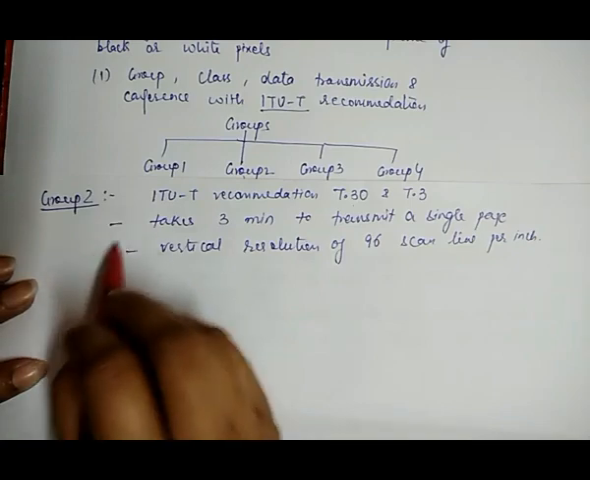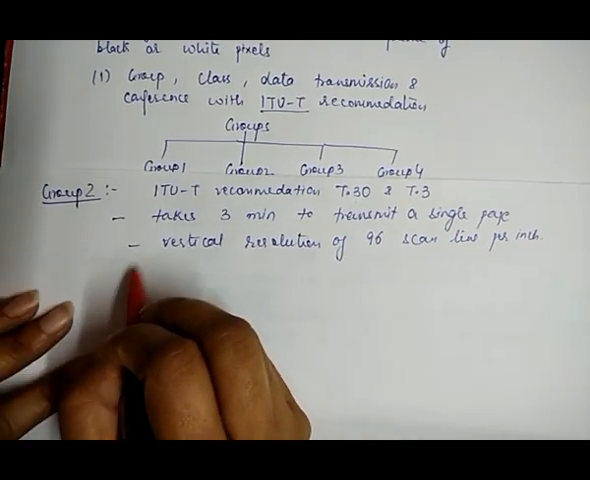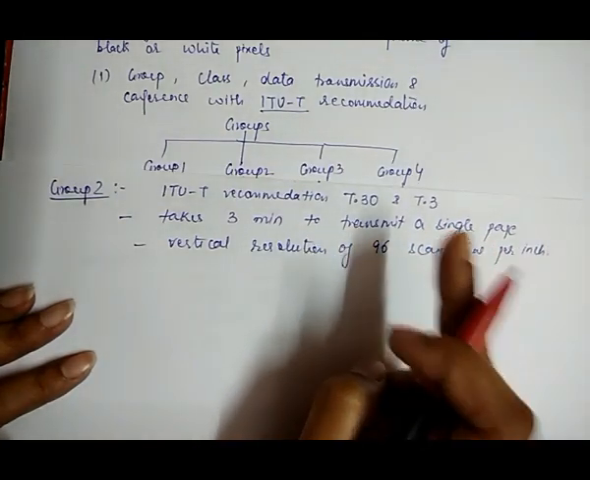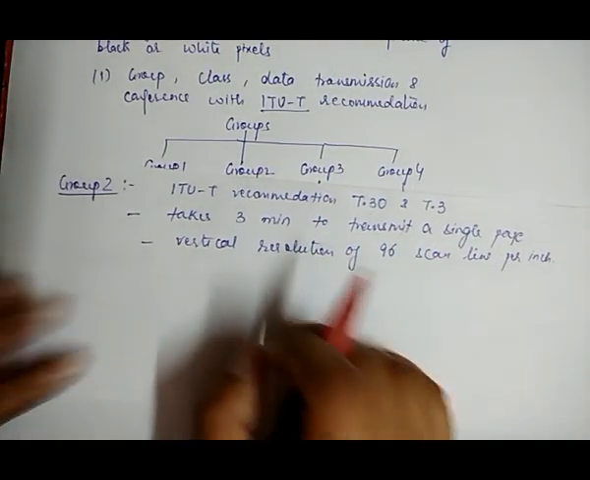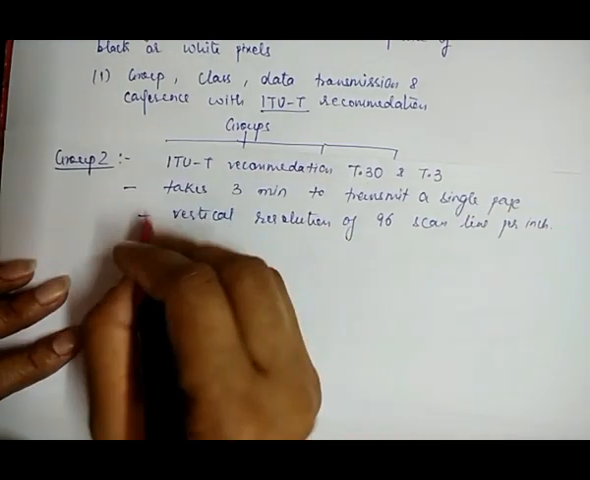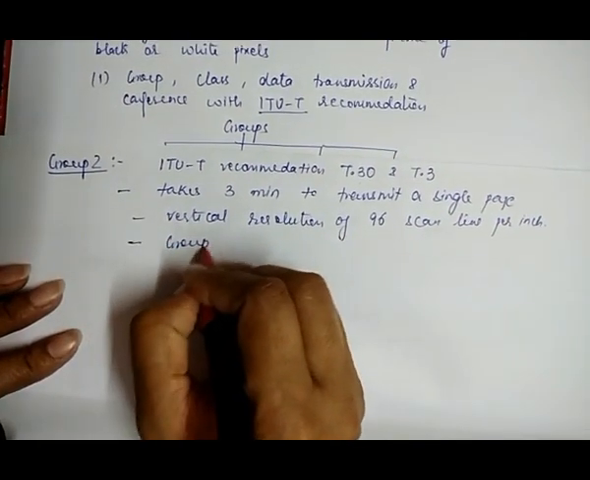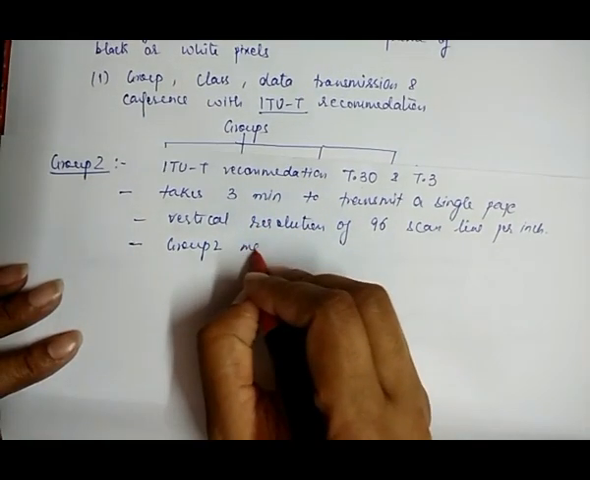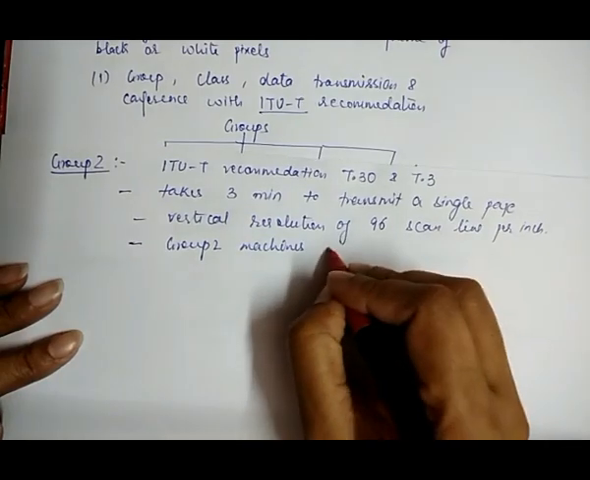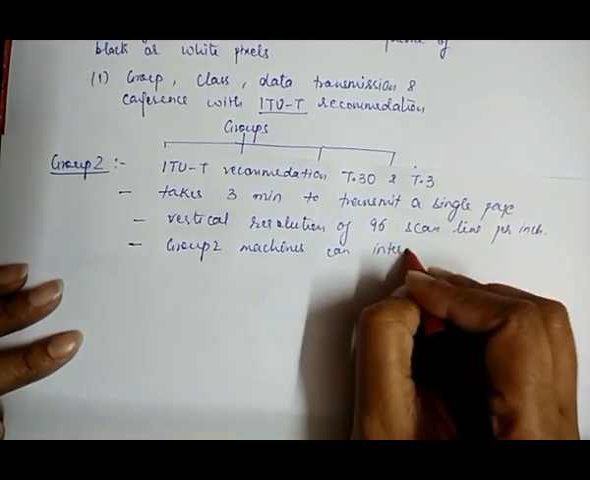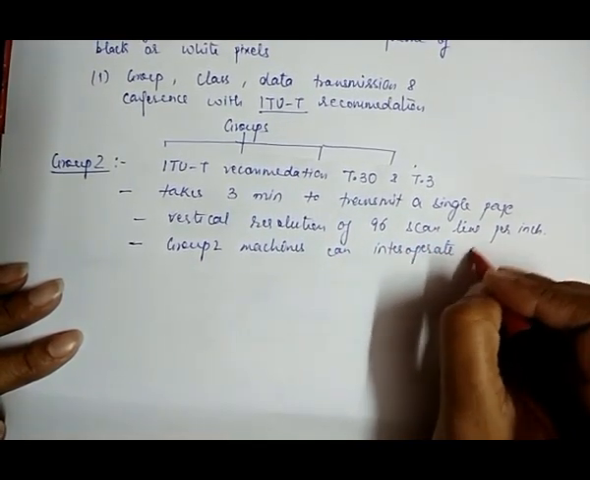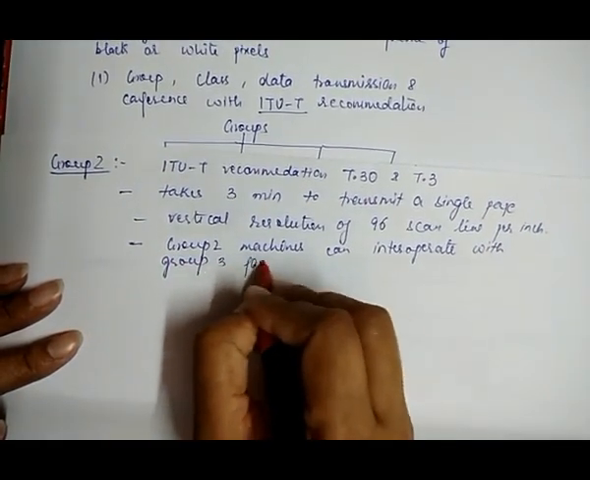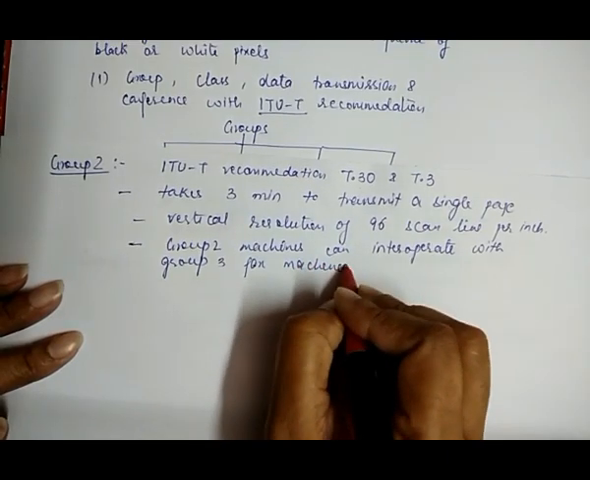So these group 2 machines are also obsolete from the market and are no longer manufactured, but these group 2 machines can interoperate with group 3 fax machines. The important part is that group 2 is obsolete from the market, but group 2 machines can interoperate with group 3 fax machines. Okay. So this is all about group 2.